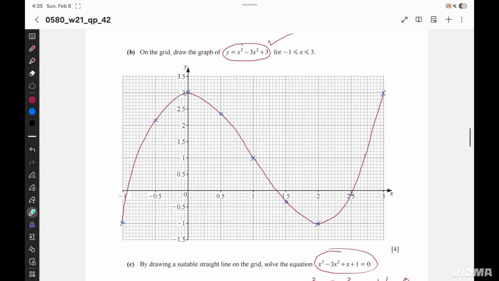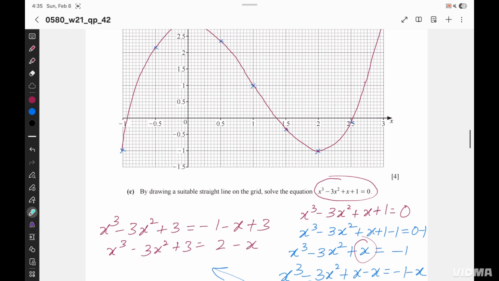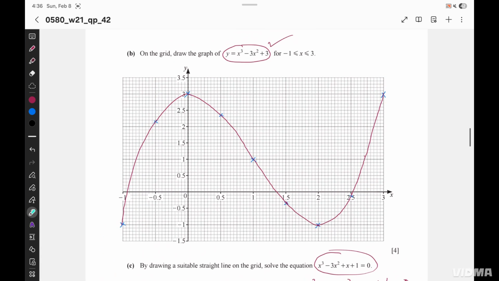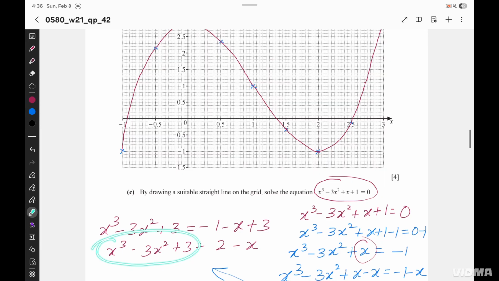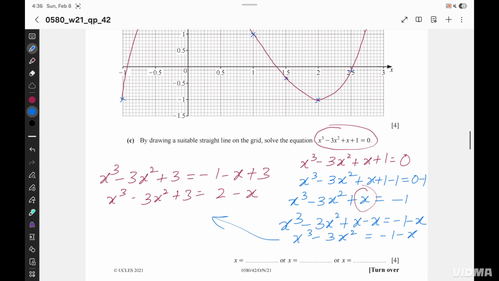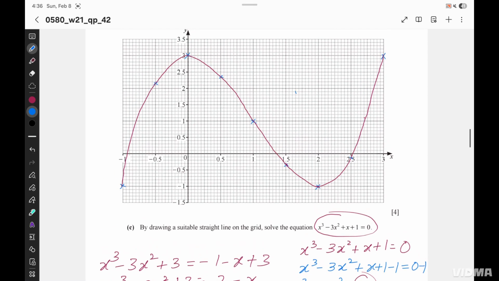And now look, on the other side we have y here, and here we have 2 minus x. So it means if x cube minus 3x square plus 3 is equal to y here, and x cube minus 3x square plus 3 is equal to 2 minus x here, so it means y is equal to 2 minus x. So from here we can find another equation. Now we will draw the graph of y is equal to 2 minus x on our grid, and we will find the point of intersection of the cubic graph and the linear graph.